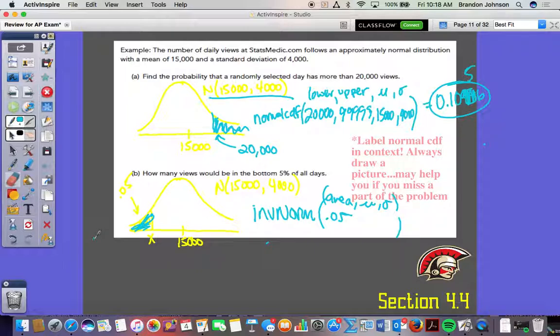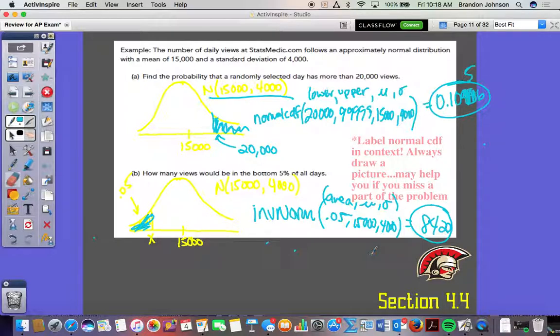Okay? Now what's my mean here? 15,000. Good. Your standard deviation is 4,000. So once I plug that in, I get 8,420. That's my X value associated with anything that has the bottom 5%, okay? Again, be careful, it's anything with that value or less than that value, okay?